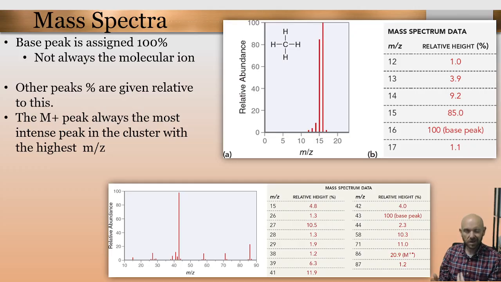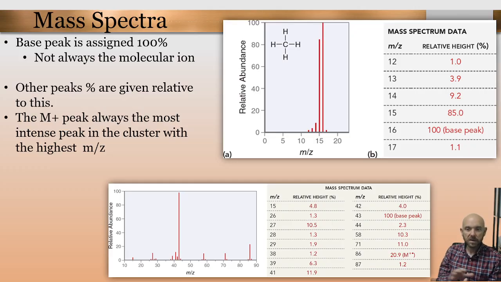It's kind of confusing. We want to be clear that the base peak is the highest peak in the spectrum. The base peak is not the molecular ion peak. It does not represent the molecular mass of the compound being studied. The base peak is just the tallest peak. It's called the base peak because it's assigned an abundance of 100%.